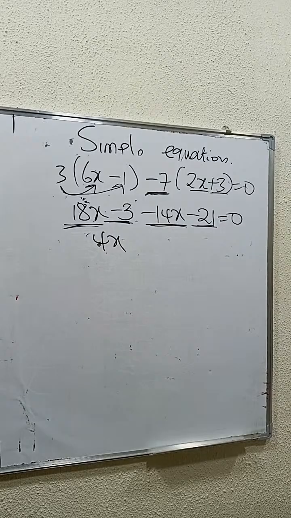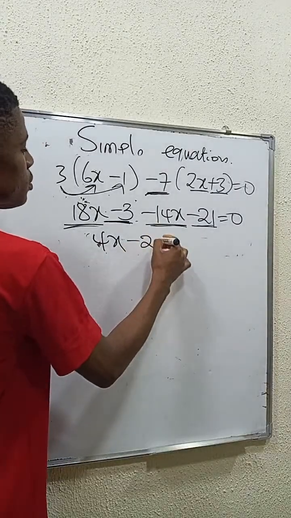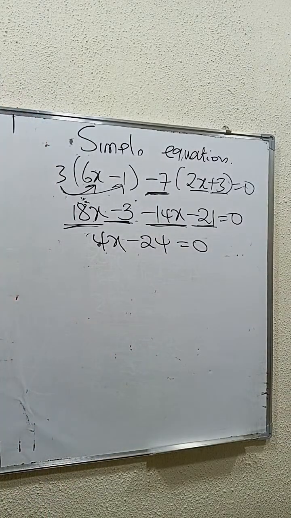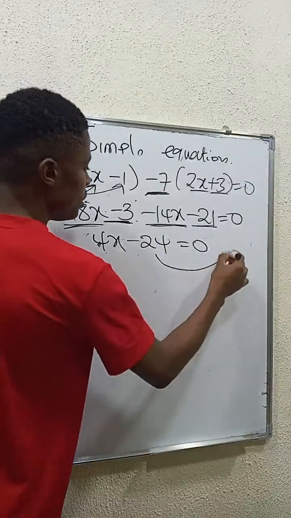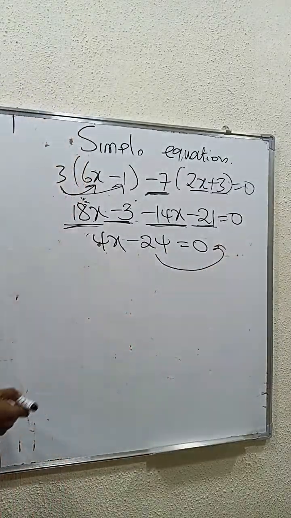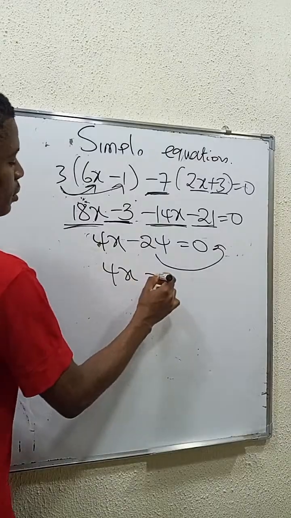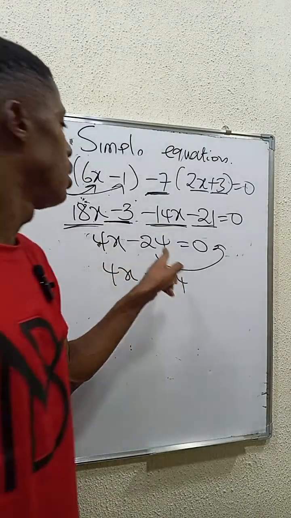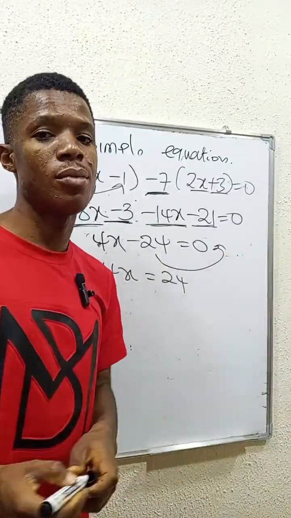Okay. The answer is what? Minus 24. And that's 0. So the next thing is to what? Add 24 to both sides. So we have it as 4x is equals to 24. Because this is minus 24. If it goes to the equality sign, it becomes plus, right?